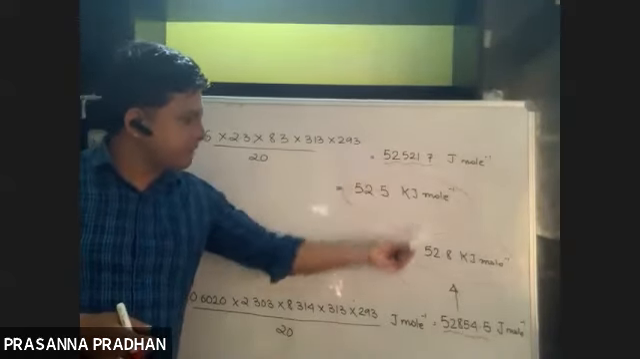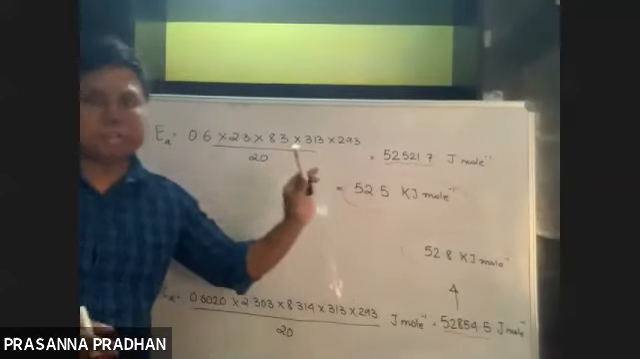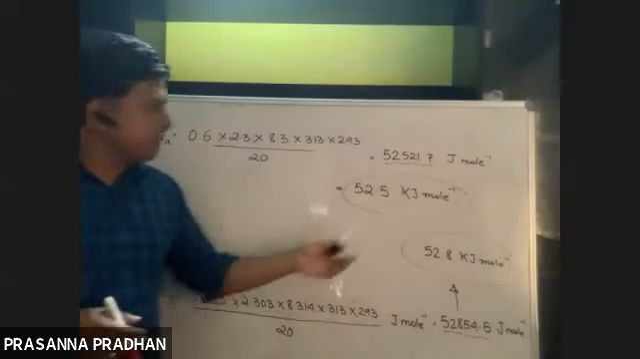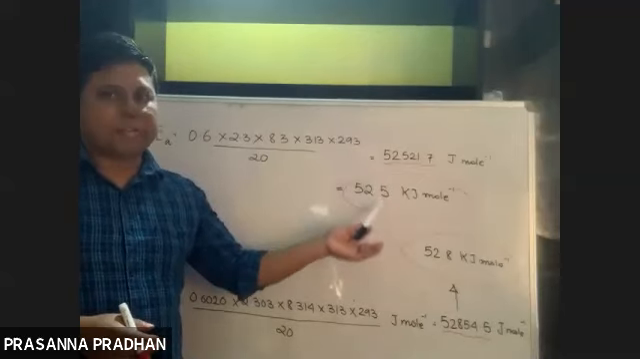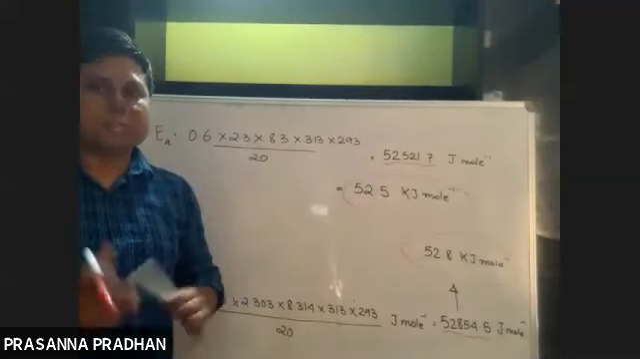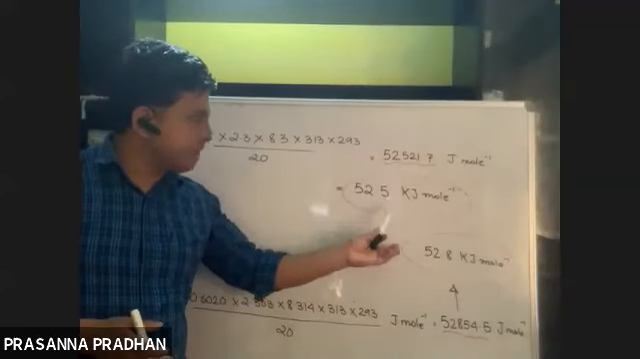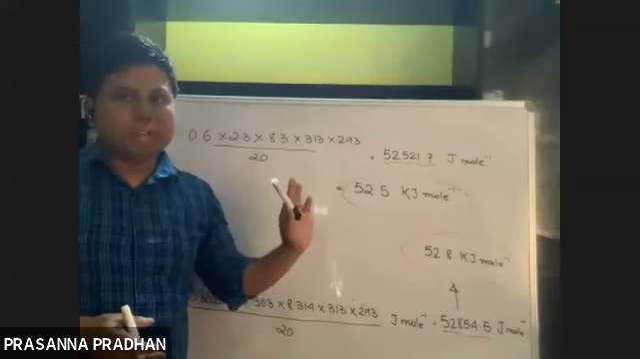In joule, there is a big difference. 52521, here it was 52854. But in kilojoule, is there a big difference between the original answer and the answer we got after approximation? No, there is a small difference. Here it is 52.5, here it is 52.8.